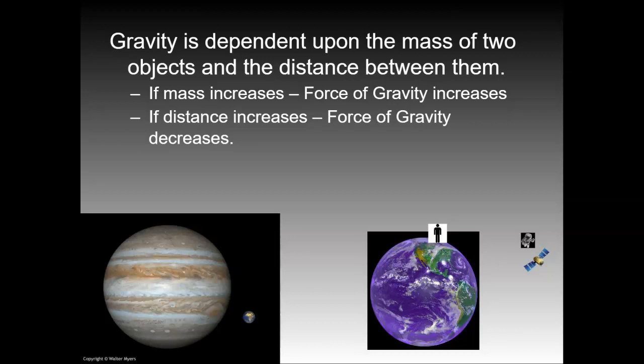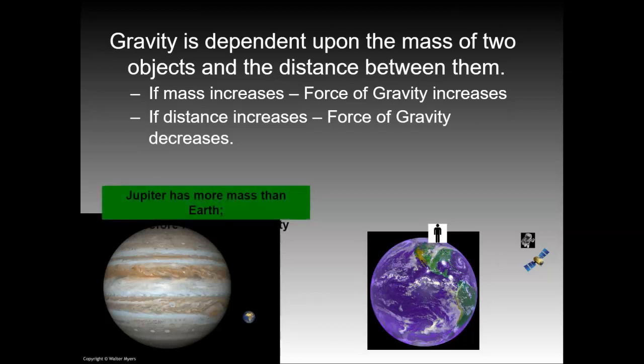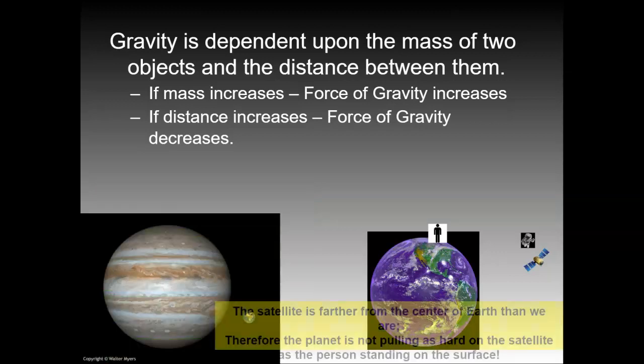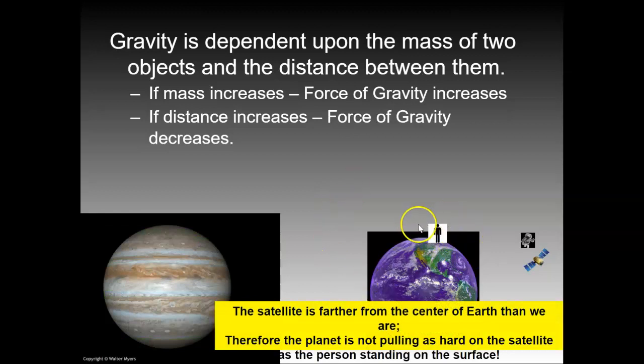If your distance increases, the force of gravity decreases. Jupiter has more mass than Earth, therefore it would have a stronger gravitational pull. And in this example, we have a little person standing on Earth, and then we have the satellite that's further out along with the little astronaut. The force of gravity is going to be stronger on the person on the face of the planet because they're closer together, so the force of attraction is greater. For the satellite that's up in orbit, the force of attraction isn't as great because the satellite is further away.